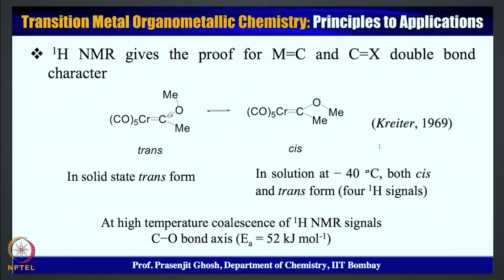For example, proton NMR gives the proof of the multiply bonded nature of the metal carbene moiety as well as the multiply bonded nature of the C-X double bond character.